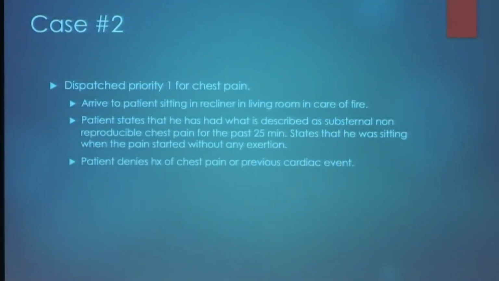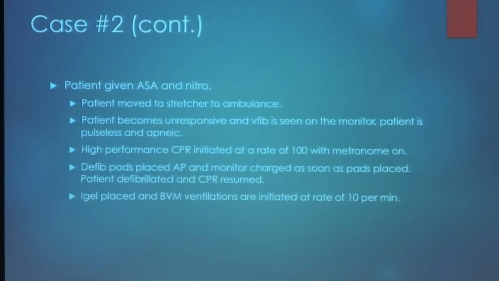Case 2, chest pain. Patient sitting in a recliner in a living room in care of fire. Patient states he's had what is described as substernal, non-reproducible chest pain for the past 25 minutes. States he was sitting when the pain started without any exertion. No history of chest pain, no history of previous cardiac event. Given aspirin and nitro, moved to the ambulance. Then the patient became unresponsive and VFib is seen on the monitor.